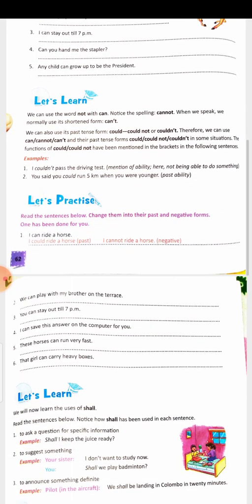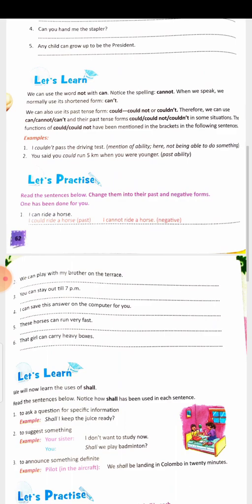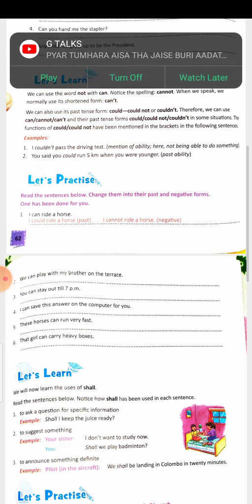Next, this one. Read the sentences below, change them into their past and negative forms. One has been done for you.